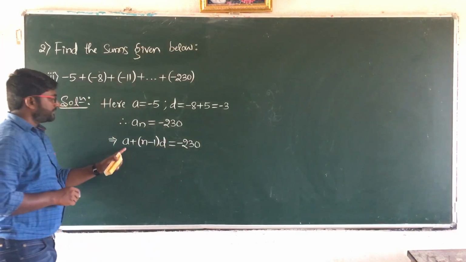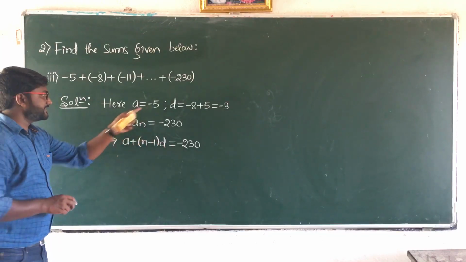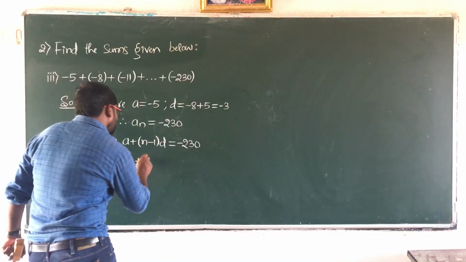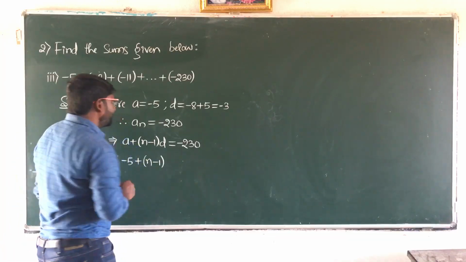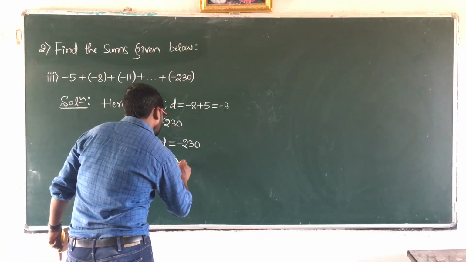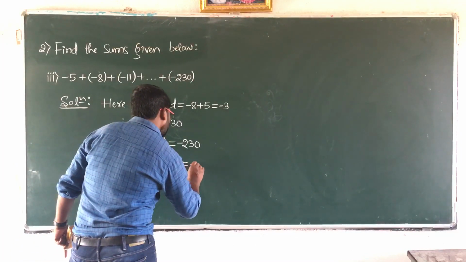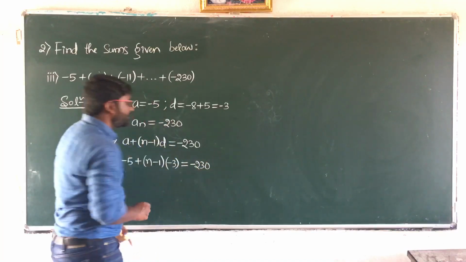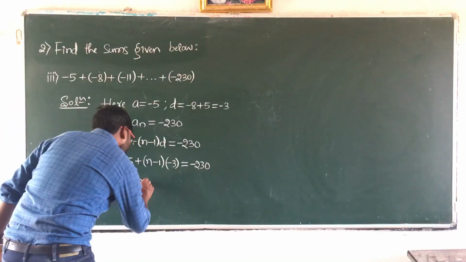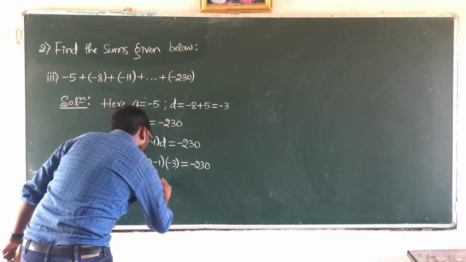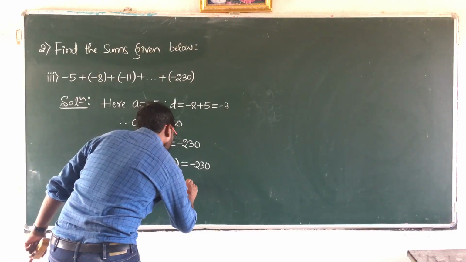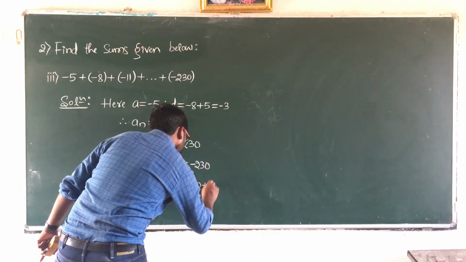So now substitute the values of a and d. What is a? It is minus 5. Minus 5 plus (n minus 1) into d. d it is minus 3. This is equal to minus 230. Now take minus 5 to the RHS, it becomes plus 5. So (n minus 1) into minus 3 is equal to minus 230 plus 5.